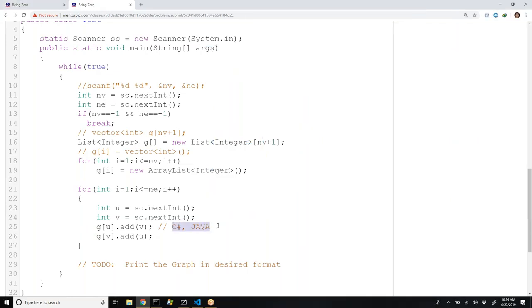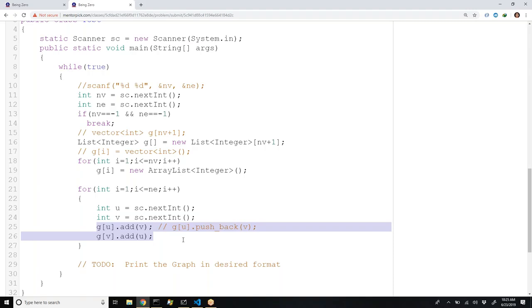If it was C++ code, they would have said G of U. The function in C++ is not add, this is push underscore back. G of U push back V, and same way G of V push back U. And Arun, I guess there will be one more difference between Java and C#. The function name will be capital. In Java, all function names start with small letter. C# all start with capital letter. So everyone agrees these two lines will add a vertex to a list. Bhuvan, is it clear?